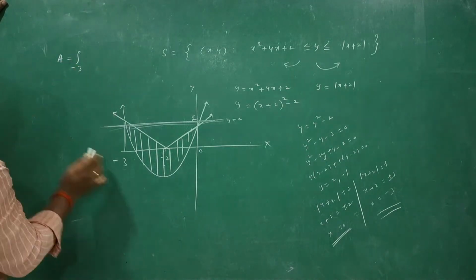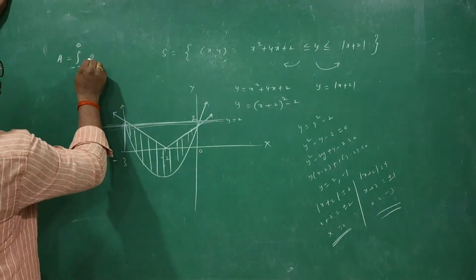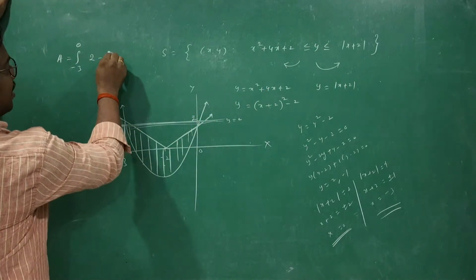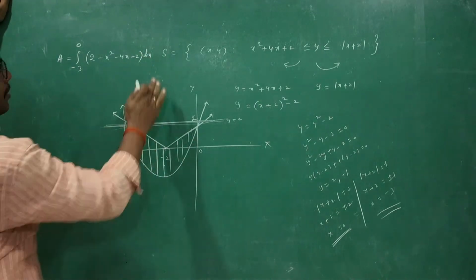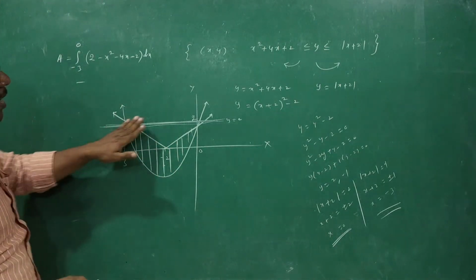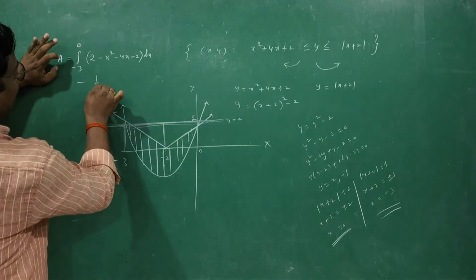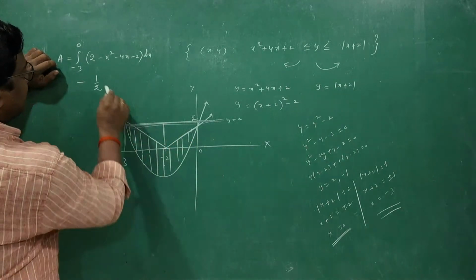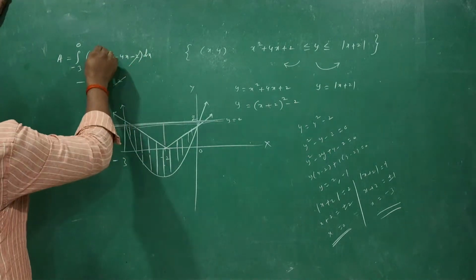Integration from minus 3 to 0. This one is the greater function, 2, and from it I am going to remove this one, that is minus x square minus 4x minus 2, into dx. Yes, first this area, and this I am going to remove, the area of this triangle, which is half into base into height. The base up to here is 3 units, and height is clearly 2 units. 2 gets cancelled.